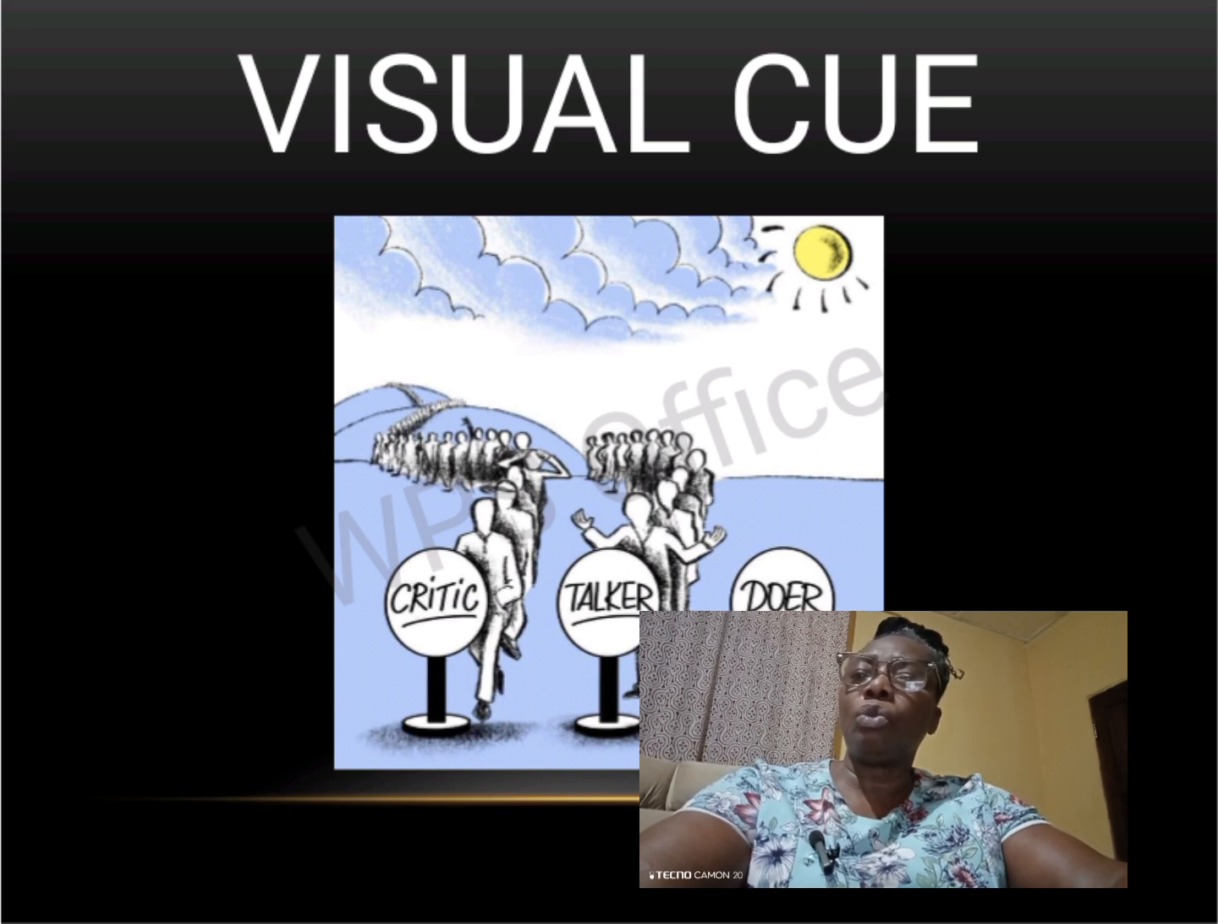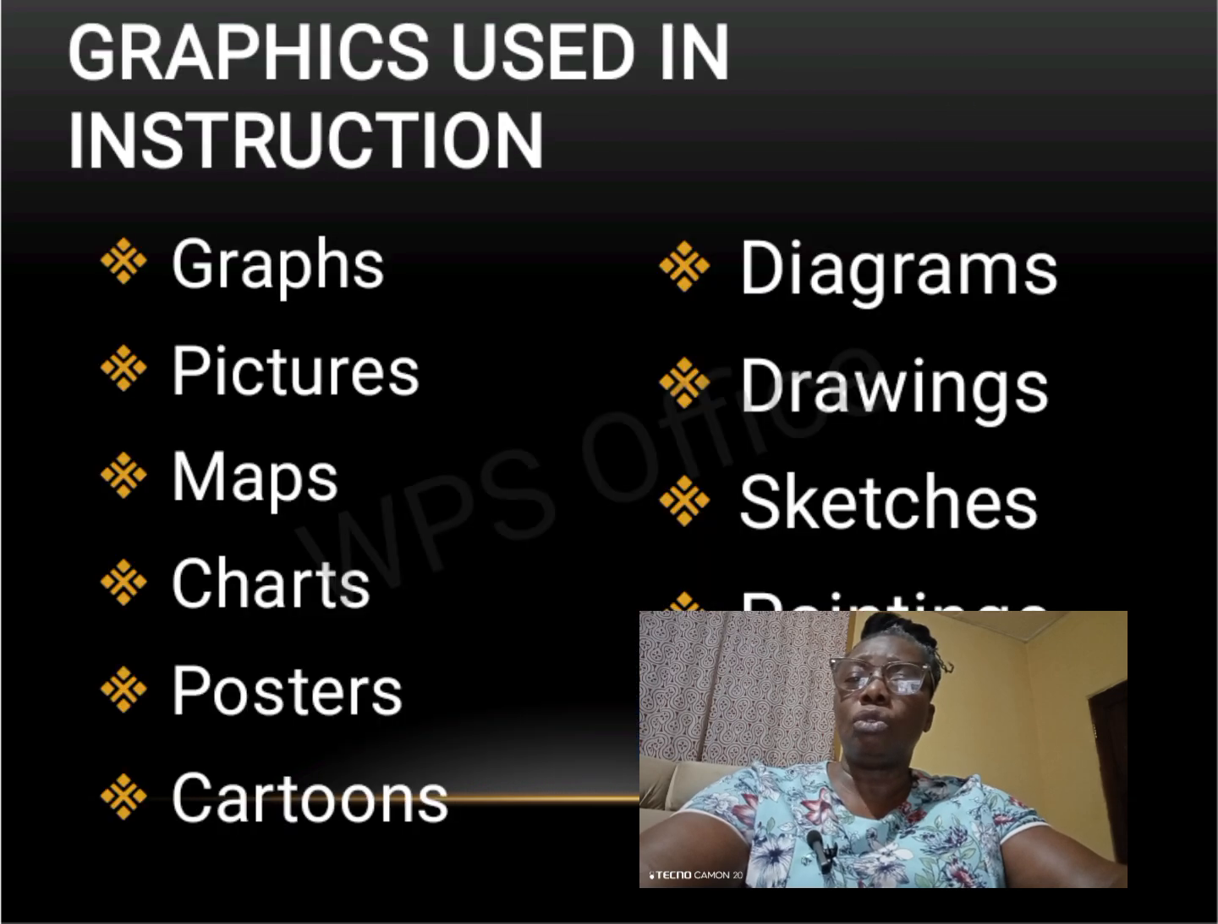And what are the graphics we have? We have different types of graphics. We have graphs, pictures, maps, charts, posters, cartoons, diagrams, drawings, sketches, paintings, and some others. So those are graphics. Remember that we have a full series on graphics. We're going to look at these individual graphics that are used in instruction.